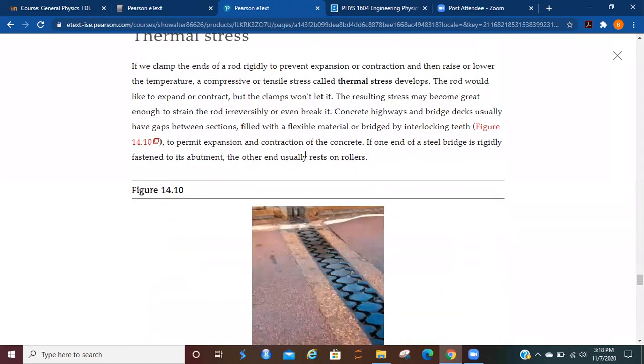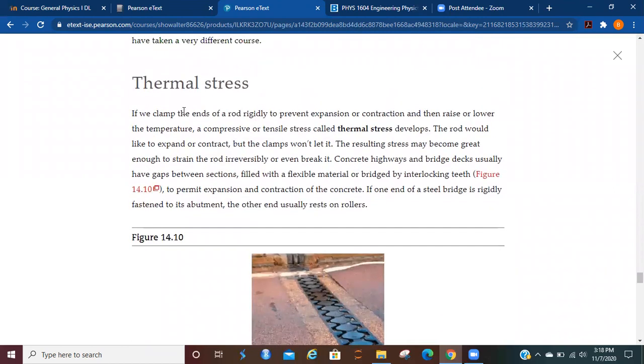So, if we clamp the ends of a rod rigidly to prevent expansion or contraction and then raise or lower the temperature, a compressive or tensile stress called thermal stress develops. The rod would like to expand or contract, but the clamps won't let it. The resulting stress may become great enough to strain the rod irreversibly or even break it.